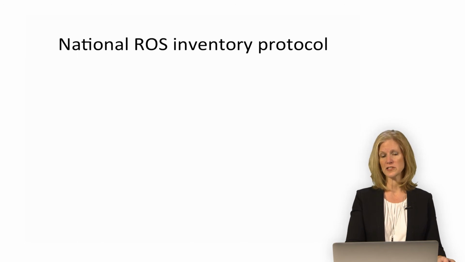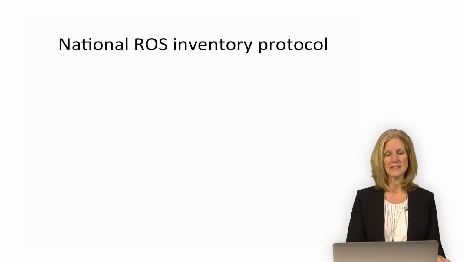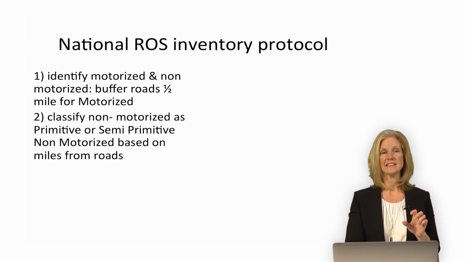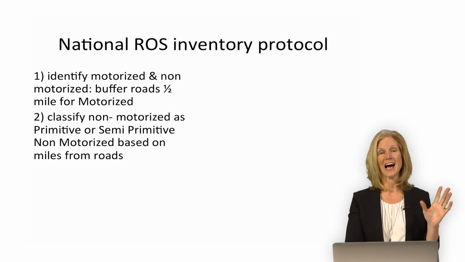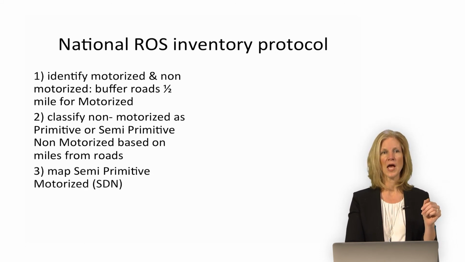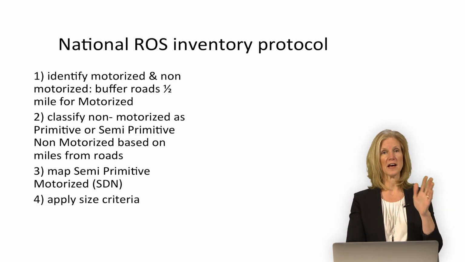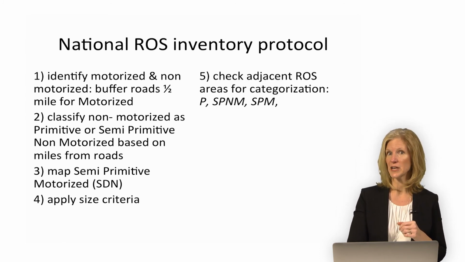The USDA Forest Service actually includes even more specific information on an inventory protocol to lead to these designated classes. The 6 steps that they've completed include identifying the motorized and non-motorized areas by buffering a road a half a mile, then classifying these non-motorized areas as primitive or semi-primitive based on how many miles it is from the road, mapping the semi-primitive motorized areas, applying the size criteria of 5,000, 2,500, etc., and then checking adjacent areas for categorization.